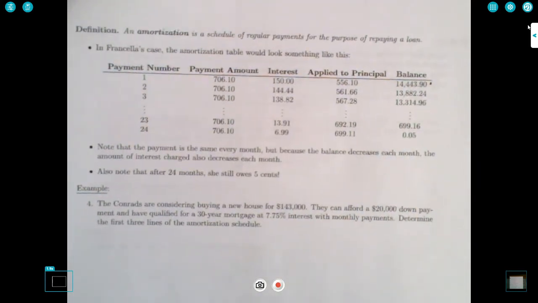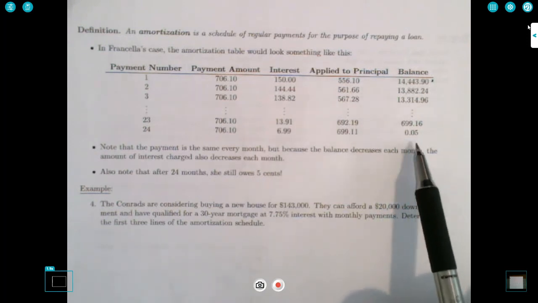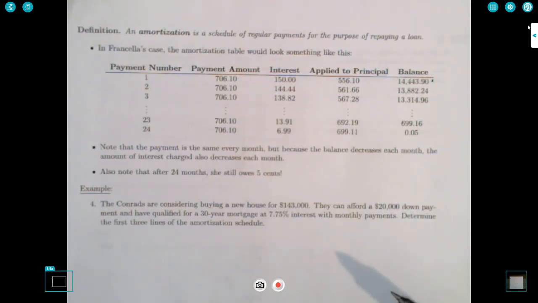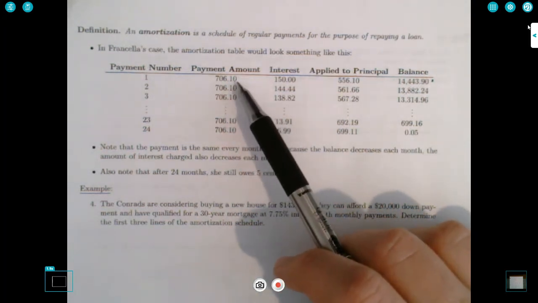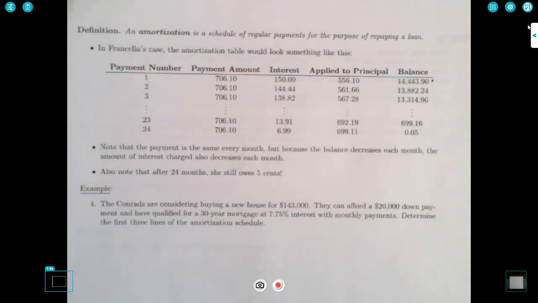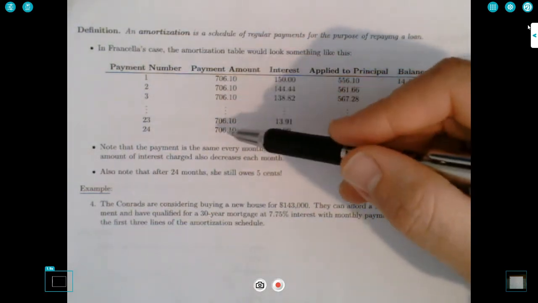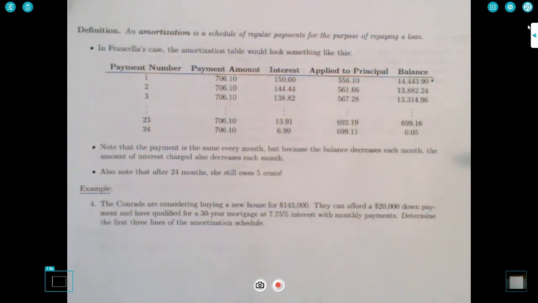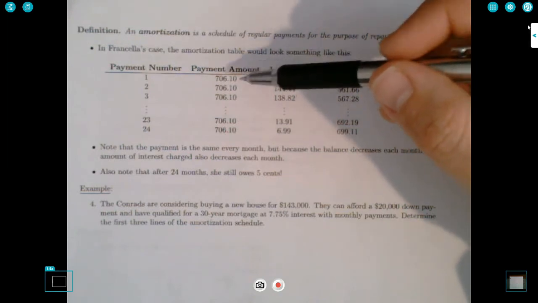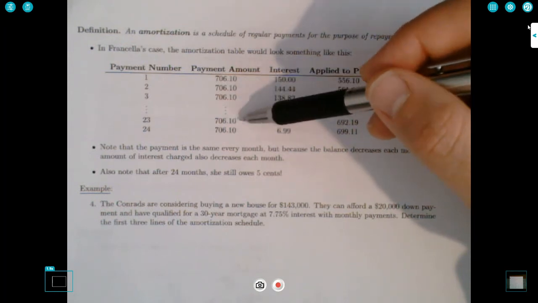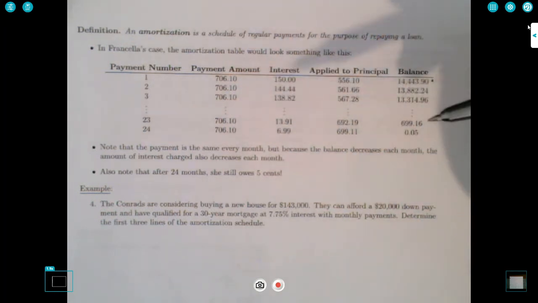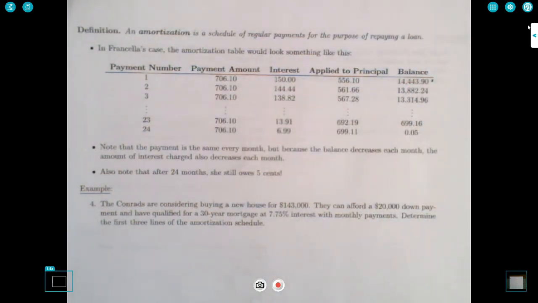Notice that after the 24th payment, she still has a balance of 5 cents. So she's going to have to actually make one more payment to pay off that last little nickel of money that she owes. But the reason for that is just because of the rounding errors here. Because actually her payment amount needed to be $706.10 and a fraction of a penny, which after the end of 2 years kind of adds up. All right, but that's that. So in reality, what the bank would do is just have her pay $706.11 on certain months, so that after 24 months she doesn't have a balance left over. But anyway, that's that.